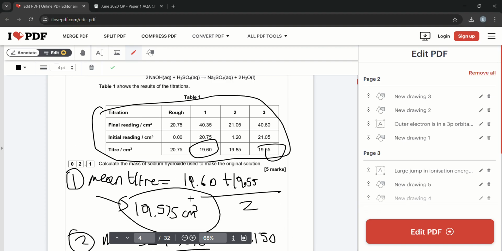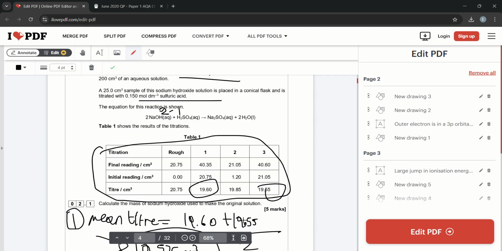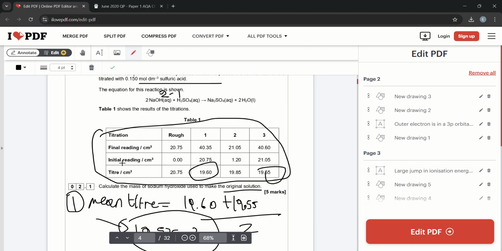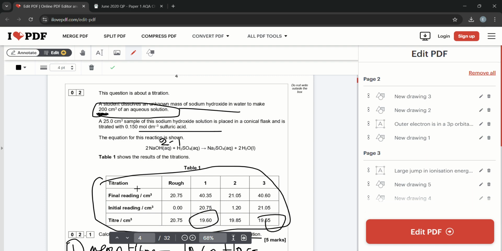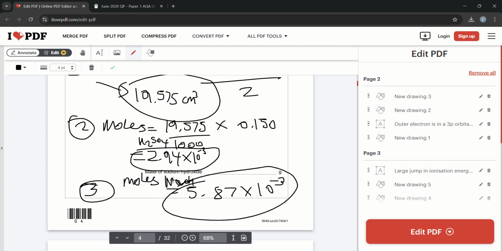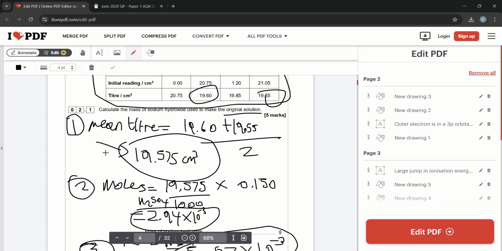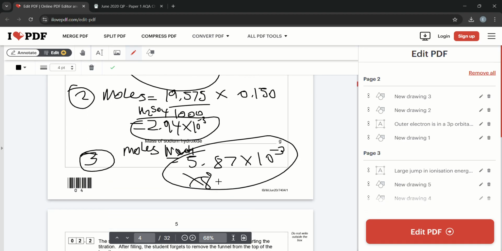Now here's a trick. We want the mass of sodium hydroxide used to make the original solution. What we did was we found the moles of H2SO4 in a 25 centimeters cubed solution. Therefore, we found the moles of NaOH in a 25 centimeters cubed solution. So we want it in a 200 centimeters cubed solution. So we need to times our moles by 8.